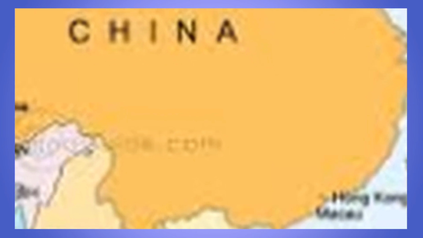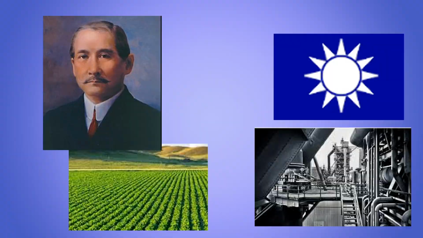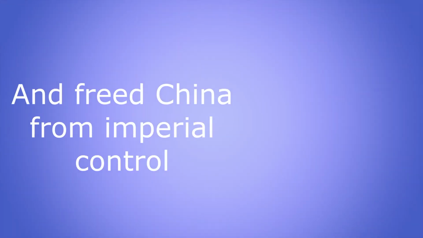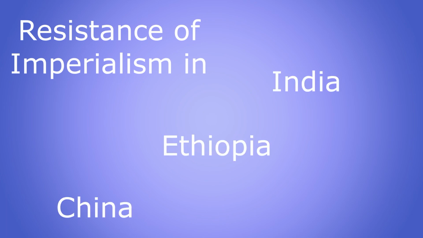Revolutions broke out across China, and eventually overthrew the Manchu emperor. Dr. Sun Yat-sen made China a republic, adopted more Western industrial and agricultural methods, and freed China from imperial control. And those were just three: India, Ethiopia, and China, all their ways of resisting British imperialism.